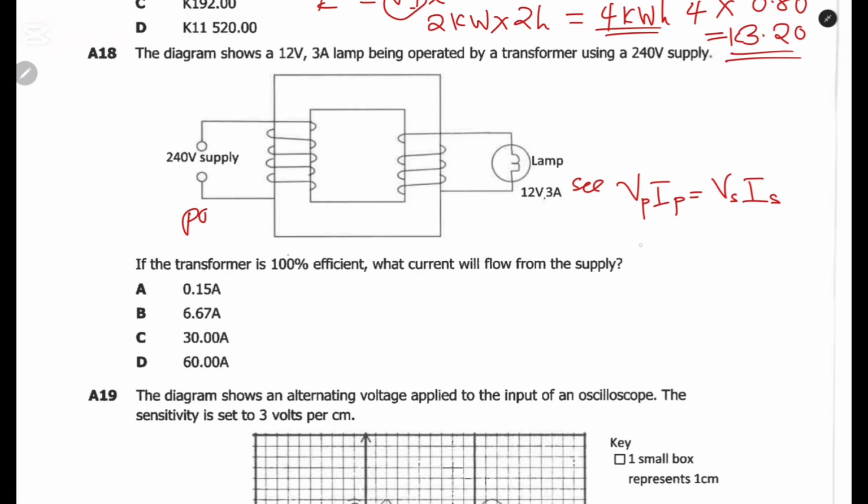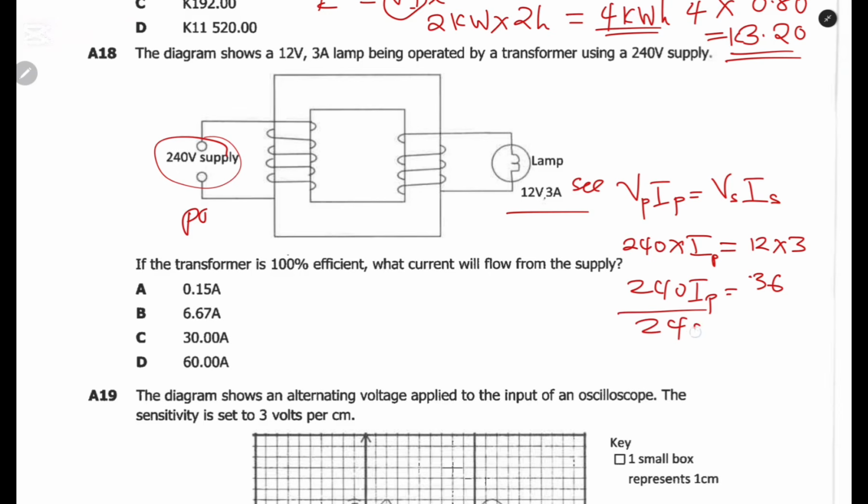In this case, what is the voltage on the primary? The voltage on the primary is 240 multiplied by the current, which is the one we are looking for. Then on the secondary, what is the voltage? 12 multiplied by the current, which is 3. So here you have 36, and here you have 240 I_P. So we divide by 240, and therefore I_P, the current on the primary, is equal to 0.15 amp. So the answer is A.